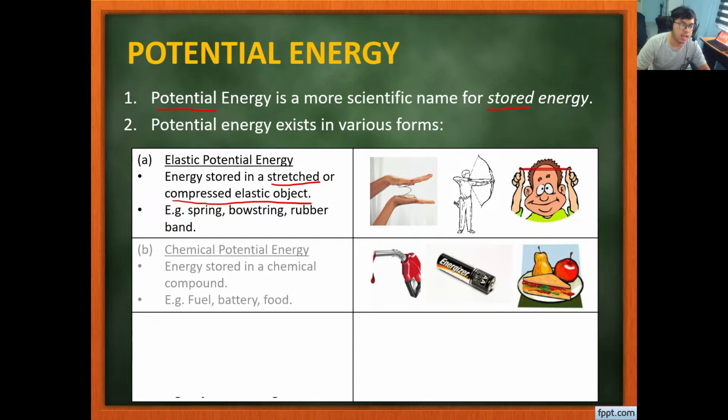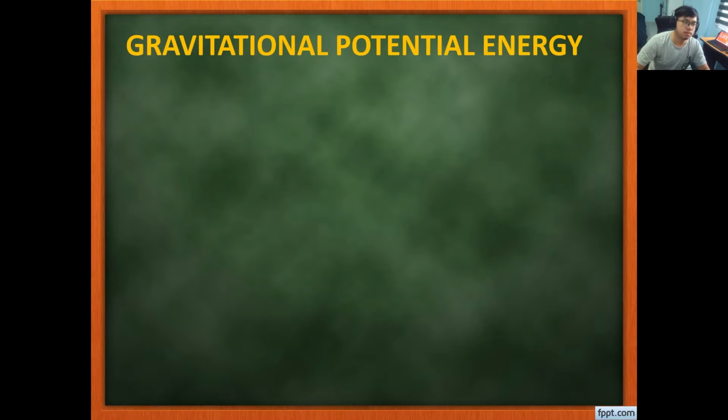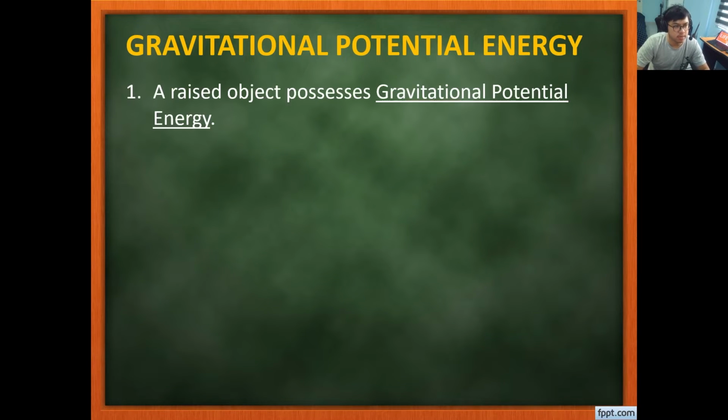And then you can have chemical potential energy. This is the potential energy stored in anything that is chemical, like fuel, a battery, or food. And then lastly, you have something called gravitational potential energy. This is the energy stored within an object due to its position relative to the ground. We're going to talk about this in more detail after this. This is energy for objects at a certain height. Gravitational potential energy is probably new to you. So what is this energy?